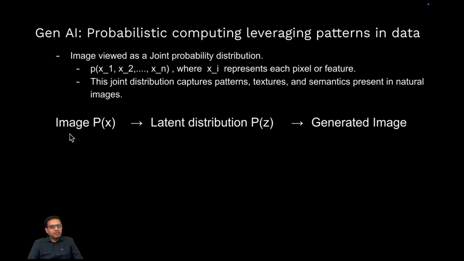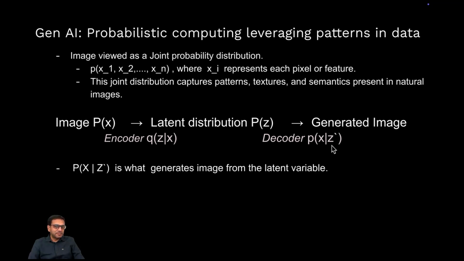Now let's come back to the encoder and decoder. The image, we are viewing it as a probability distribution p(x). When we convert it to the latent distribution, we are seeing it as another kind of probability distribution. And then the decoder converts it back to the generated image. The encoder is a conditional probability function q, which generates z given x. Similarly, the decoder is the conditional probability of generating x given z.